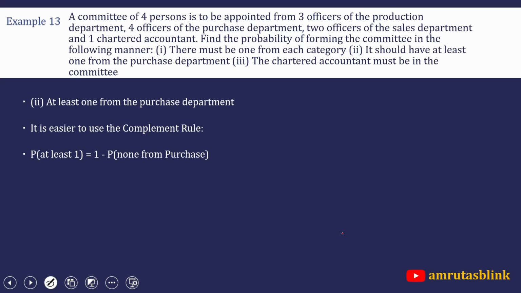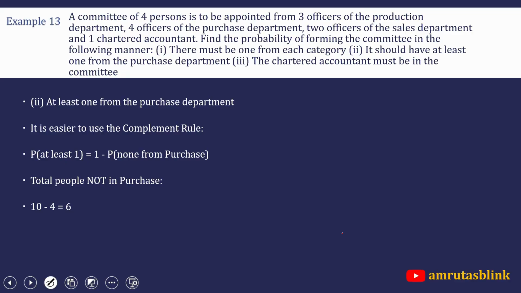So we will first find out in how many choices there would be no person from the purchase department. That's why the probability of at least one we can calculate as 1 minus the probability of none from purchase. So let's find out first of all the probability of not a single person from the purchase department. So in the rest of the departments, how many people are there? How many people from the purchase department? 4. So out of 10, 4 are from the purchase department.